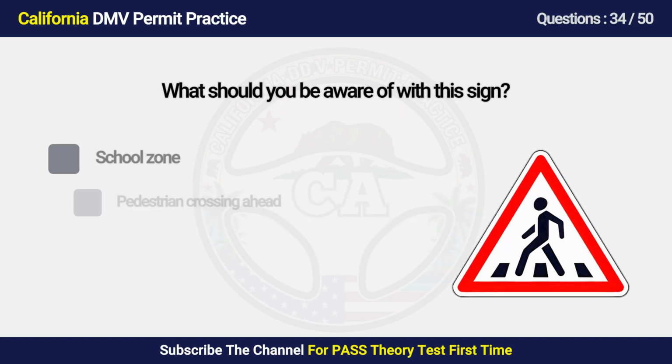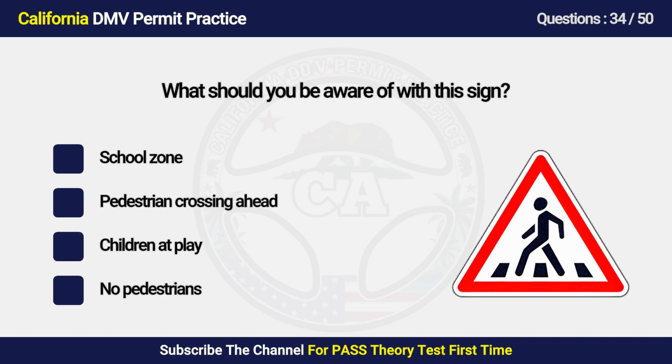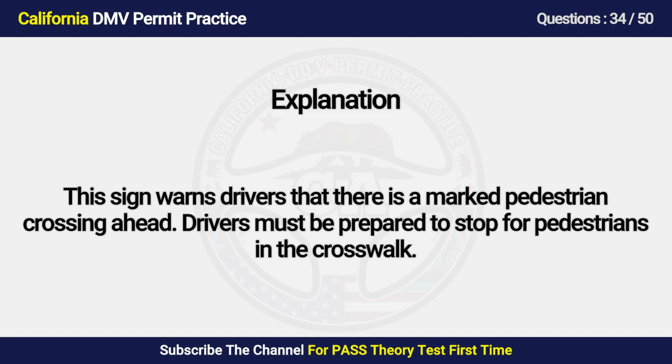Question 34. What should you be aware of with this sign? A, school zone, B, pedestrian crossing ahead, C, children at play, D, no pedestrians. Answer is B, pedestrian crossing ahead. This sign warns drivers that there is a marked pedestrian crossing ahead. Drivers must be prepared to stop for pedestrians in the crosswalk.